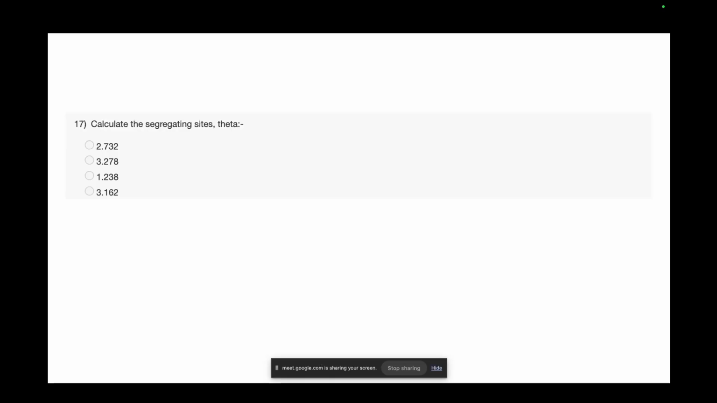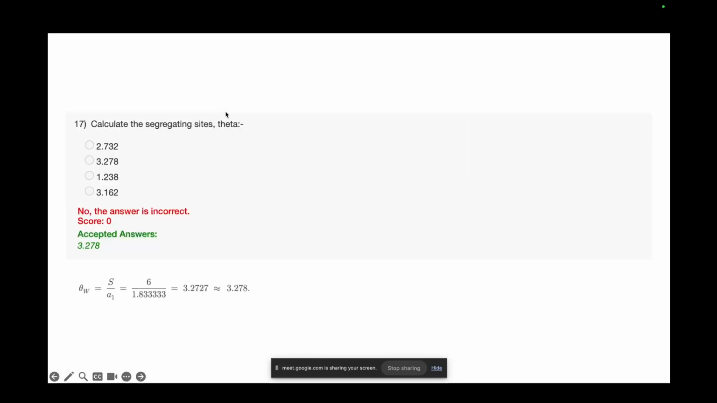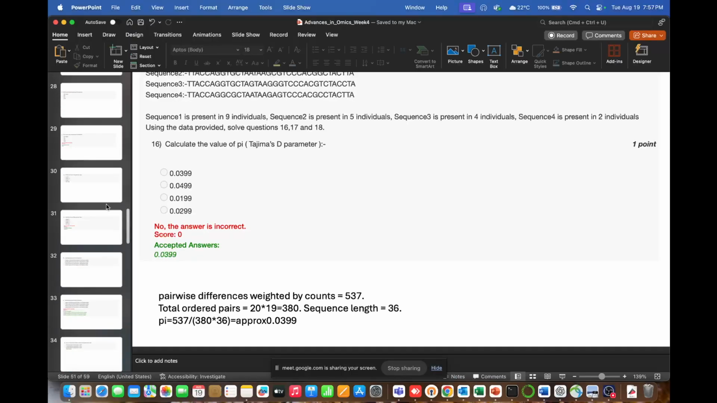So next is the calculation of theta. Theta is basically going to be S by A1. S is the total number of variant sites here. I think if you calculate, the total number of variant sites is going to be 6. So 6 divided by the A1. If you remember A1, let me go back.